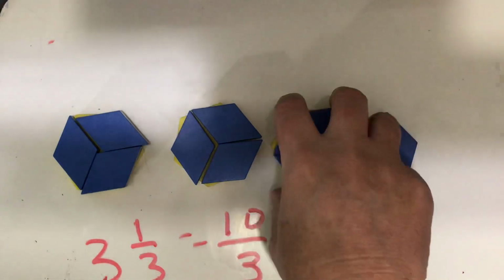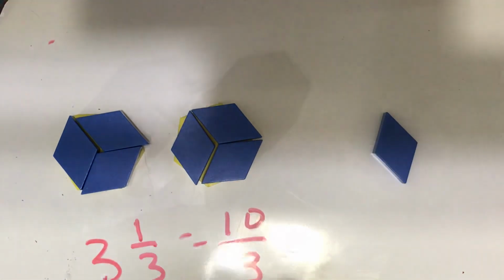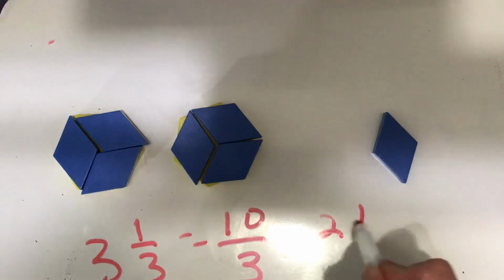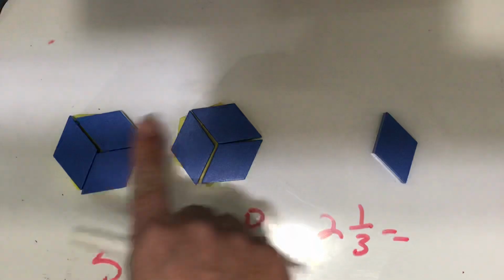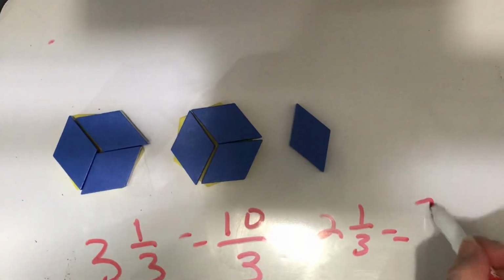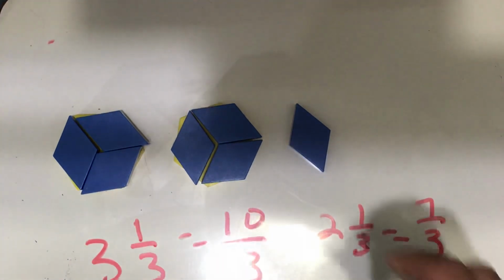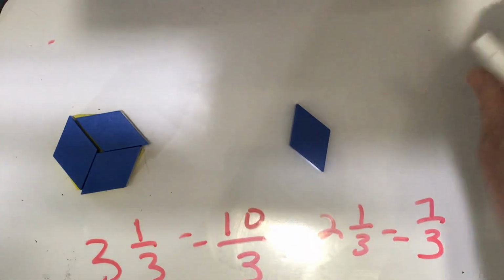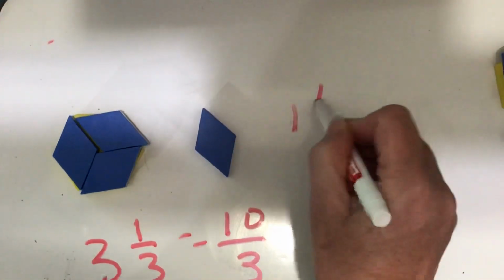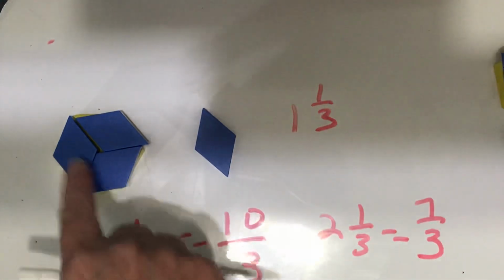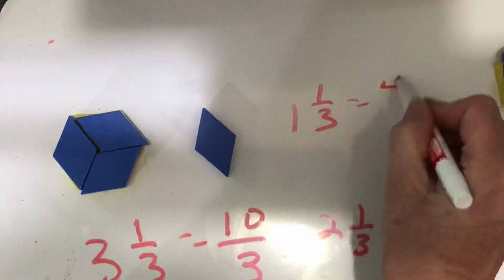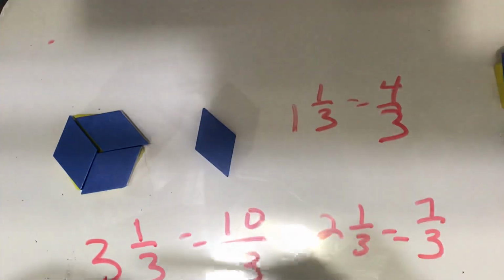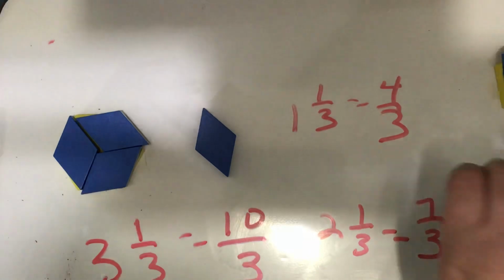Okay, if I have 2 1/3, that equals 3, 6, 7. 7 thirds. Okay, 1 1/3 would equal 4 thirds. 3, 4. 4 thirds. Okay, now let's take another mixed number.